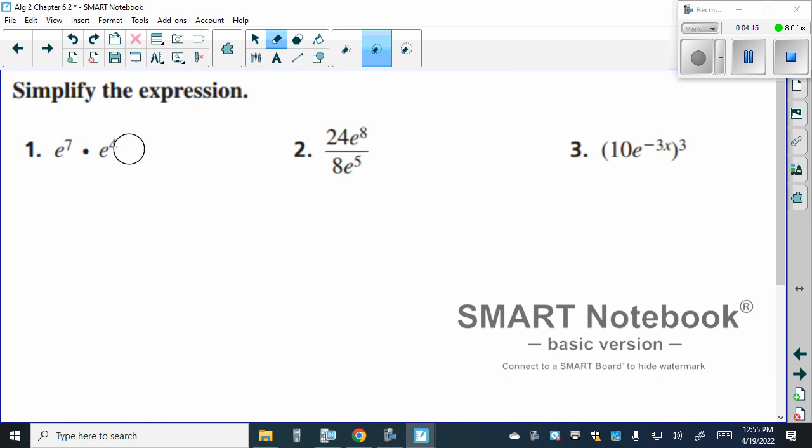So if we take e to the 4th times e to the 7th, we get e to the what? 11th. Because when we multiply like bases, we add the exponent. So 7 plus 4 is 11. Well, it would be nice if 24 divides by 8 evenly. And it does, it's 3. And then we'd have e to the third, because 8 minus 5 is 3.